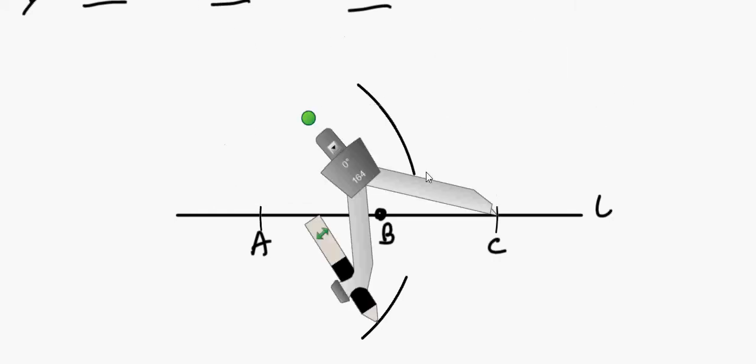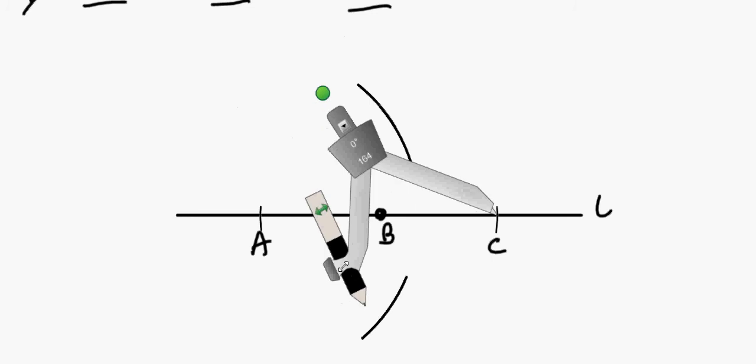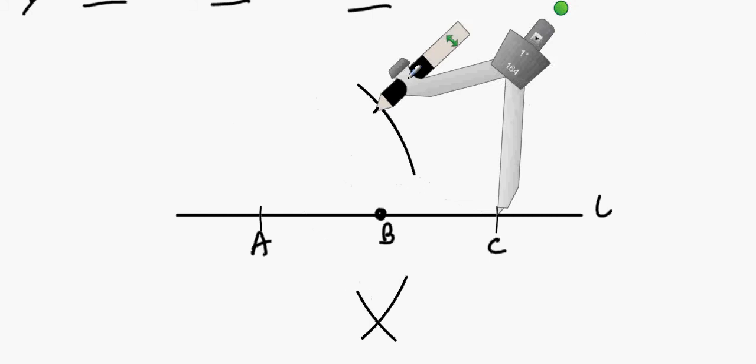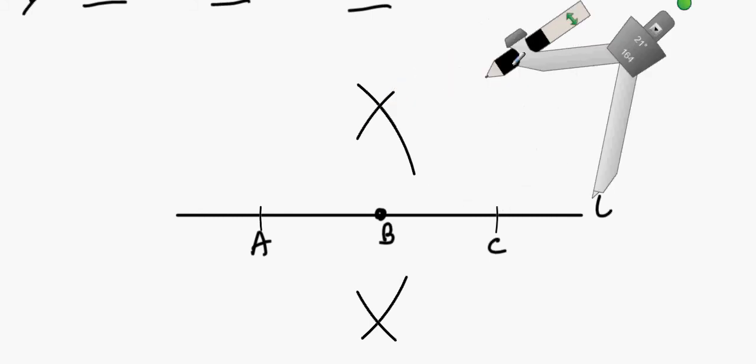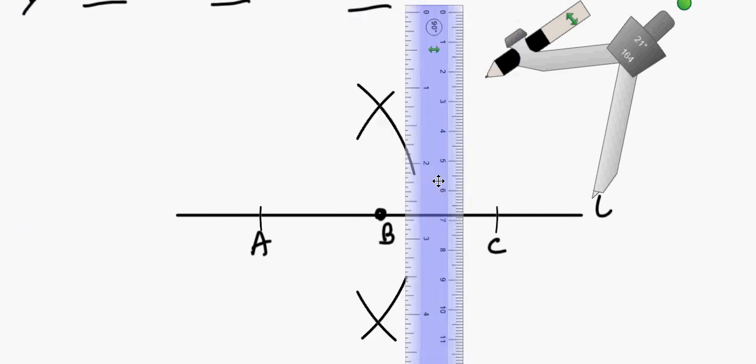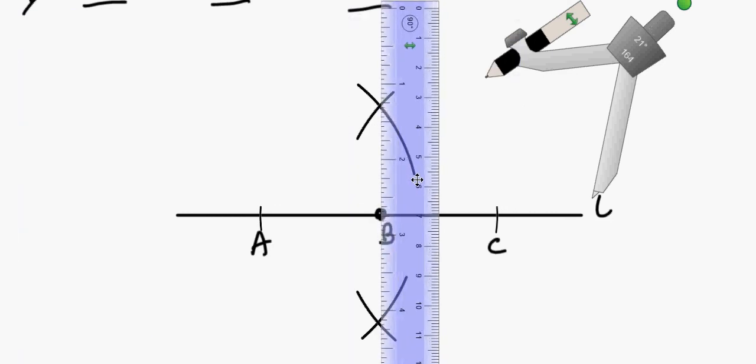Rotate. And now we can get the next 2 arcs here. There's the first one. Rotate upwards. And here's the second one. Once again, we're going to come in with our ruler, flip it over and join these 2 points together. So what we have here is this line, and that's officially cutting the line in half.